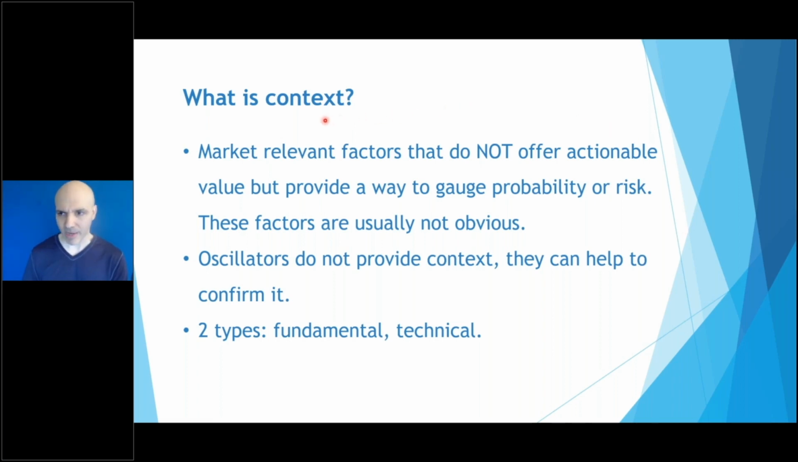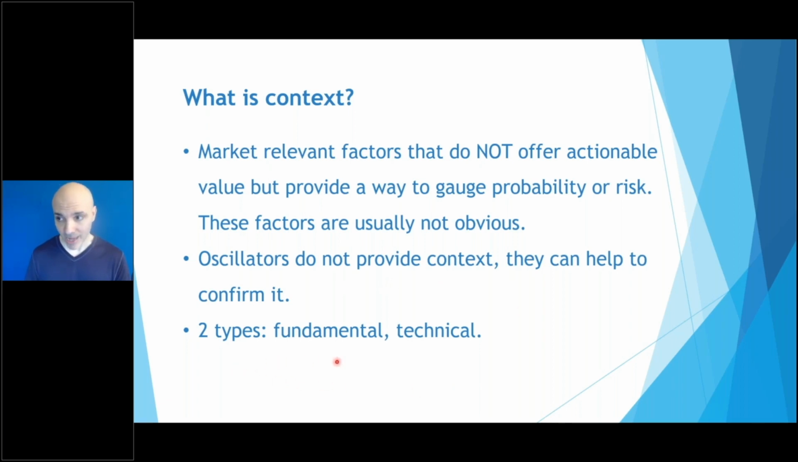Anyway, let's talk about context real quick, and then I'm gonna have to skip some slides because I really have to keep this at an hour. So what is context? Market relevant factors that do not offer actionable value, but provide a way to gauge probability or risk. These factors are usually not obvious, so they're typically not going to be on your chart. They're invisible, right? Oscillators do not provide context. They can help confirm it.